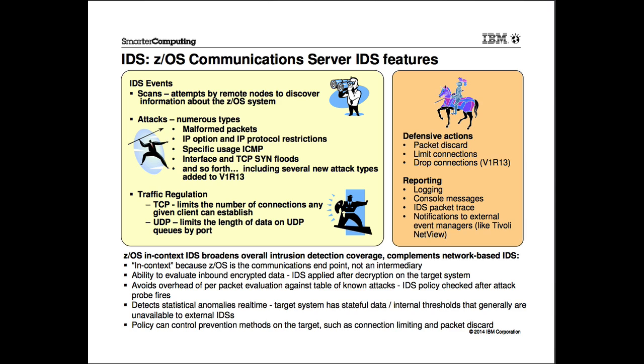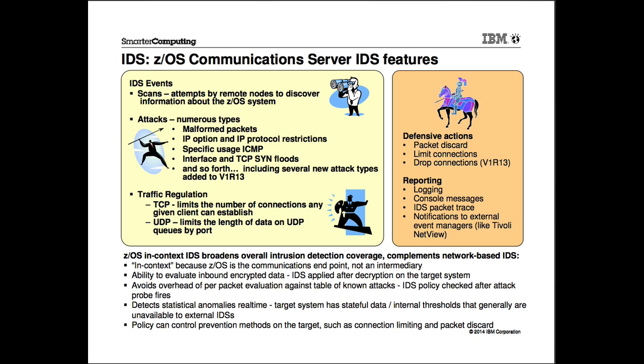We also have traffic regulations. You can use policy to limit, for example, how many connections a given client can establish. Say this client, you can have 10 connections and you can't have any more. That prevents floods. You can also specify how deep the data queues can get for UDP and TCP.